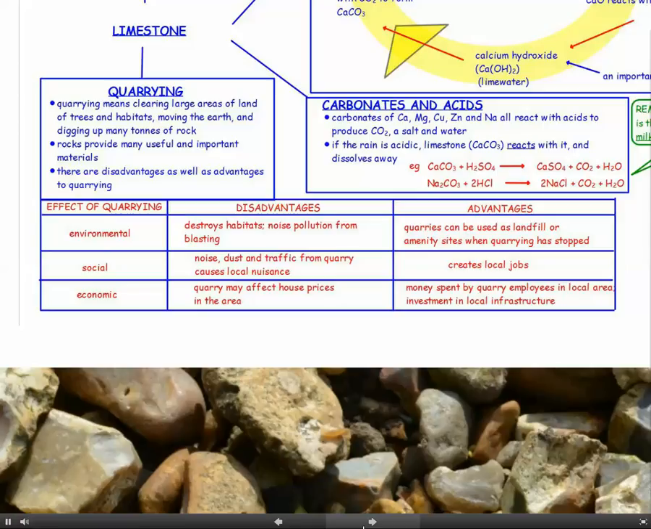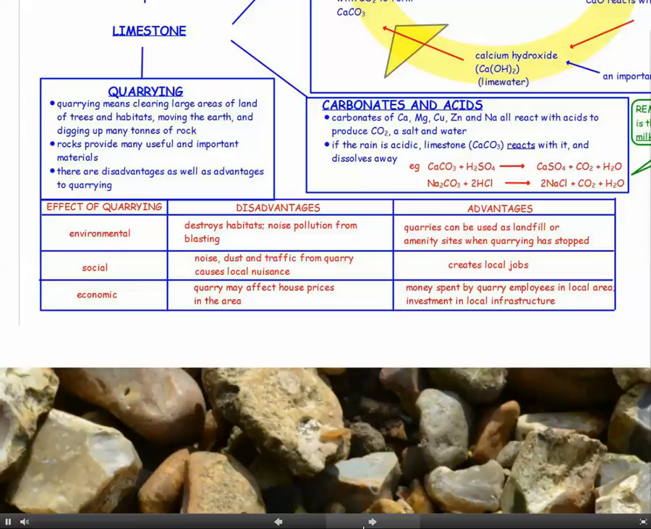So let's have a look at the environmental, social and economic effects of quarrying. Disadvantages, environmental-wise, is that it destroys habitats and there's noise pollution from the blasting. But the advantages are that when the quarries are finished with, they can be used as landfill or amenity sites. When the quarrying stopped, they can be filled with water and turned into lakes.